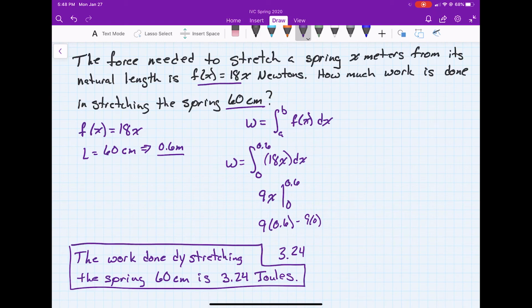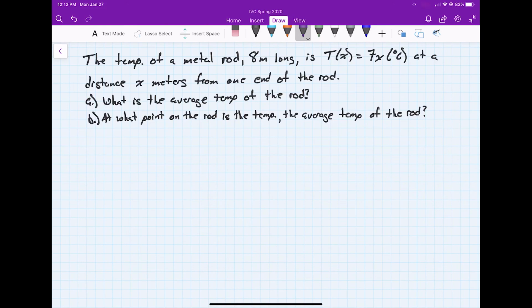And our last section is the average value of a function, 6.5. The temperature of a metal rod, 8 meters long, is T of x, which equals 7x in Celsius, at a distance of x meters from the end of the rod. This is a two-part question. What is the average temperature of the rod? And at what point on the rod is the temperature the average temperature of the rod?